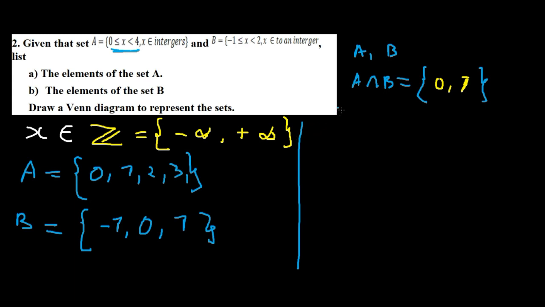Now if we take a union, it will not really help us here, but let's just do that. So A union B will simply be -1, 0, 1, 2, 3.